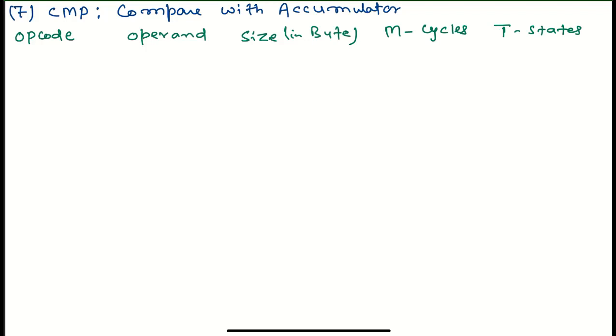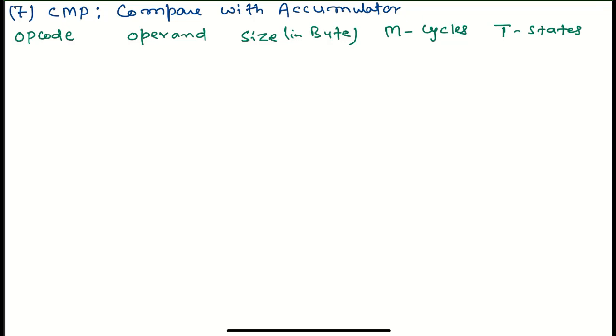So now the next instruction in this logical instruction group is CMP. The meaning of CMP is compare with accumulator. The purpose of this instruction is to compare two numbers. By default, one number will be the accumulator content and the second number should be specified as an operand by the use of a register or memory.